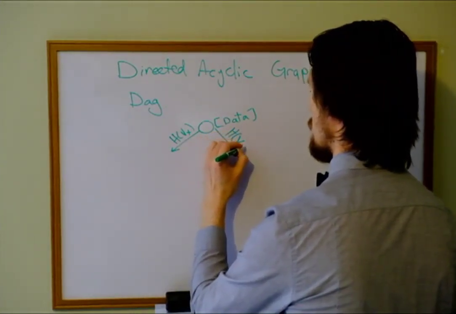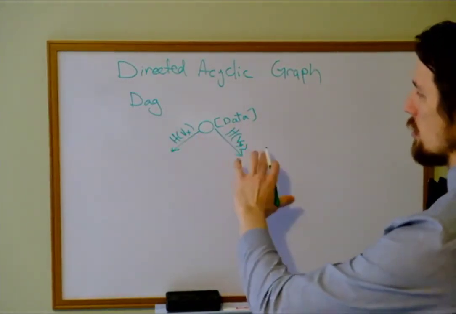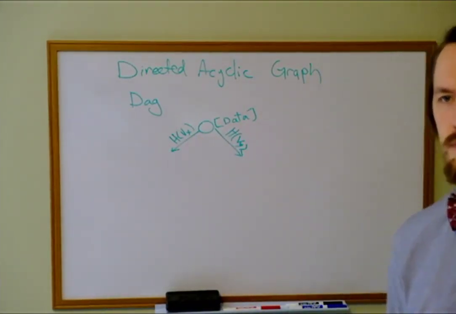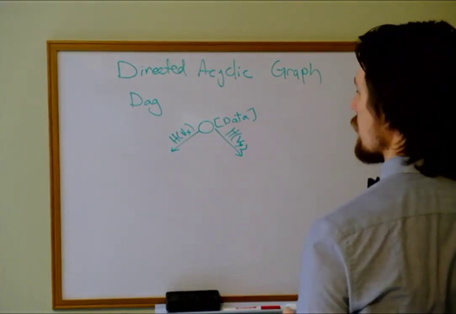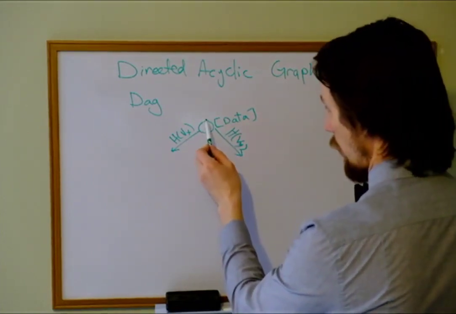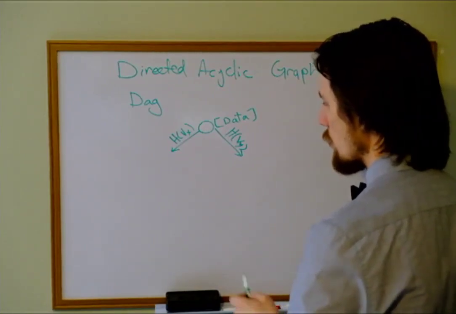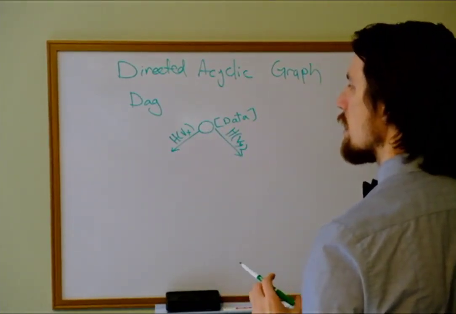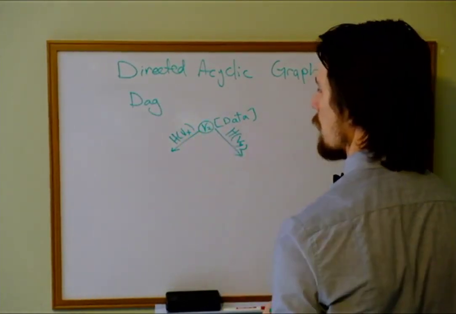HVX, and I'll say HVY. So these hashes of other vertices are part of the data blob that defines this vertex. So it's included in that vertex, and we'll call this vertex Z.